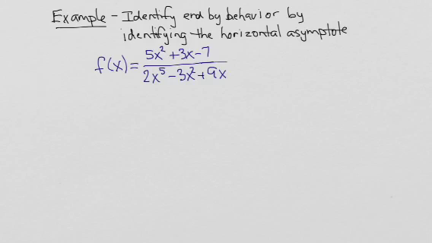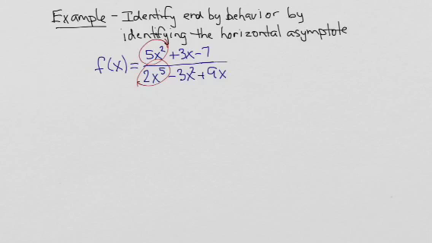All right, so this one here says identify the end behavior by identifying the horizontal asymptote. And this is what your assignment will look like today. So what we really want to focus on here is these leading terms, but we want to first make sure that they're in standard form. And it looks like they are. The largest exponent for the numerator and the denominator are listed first.